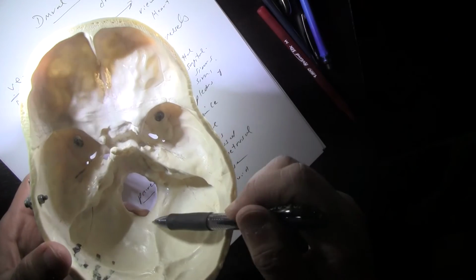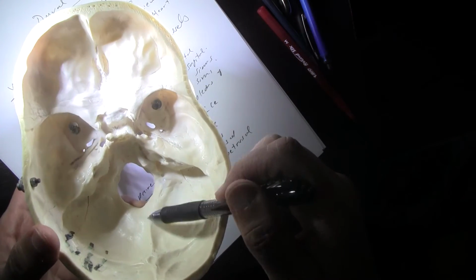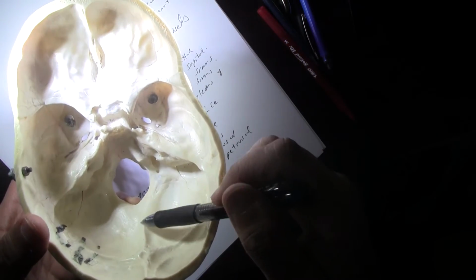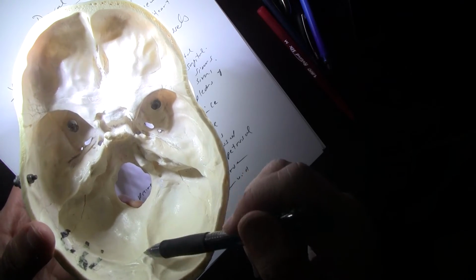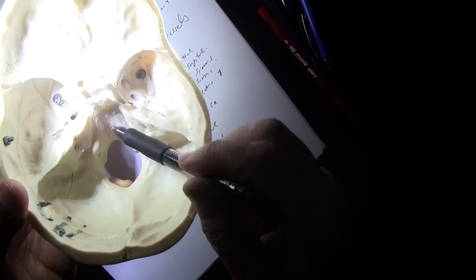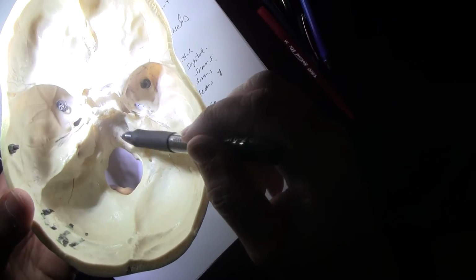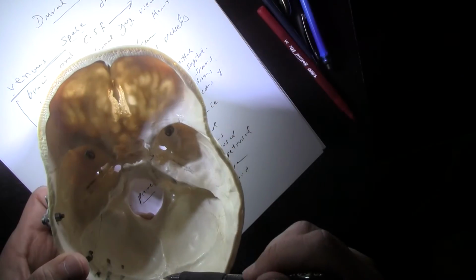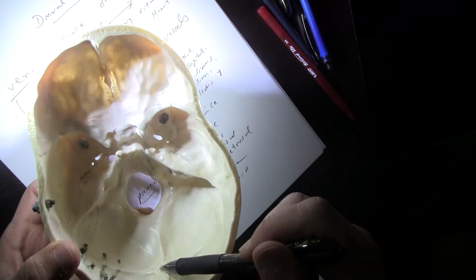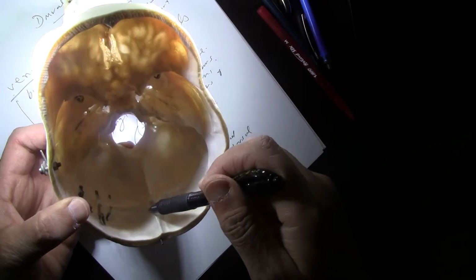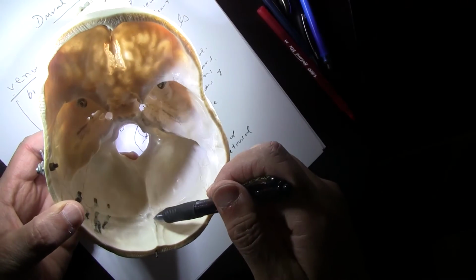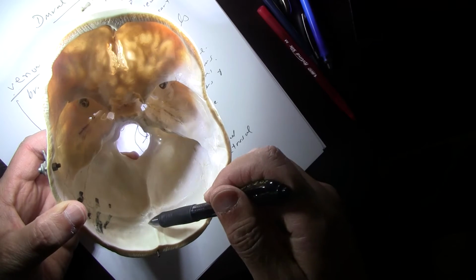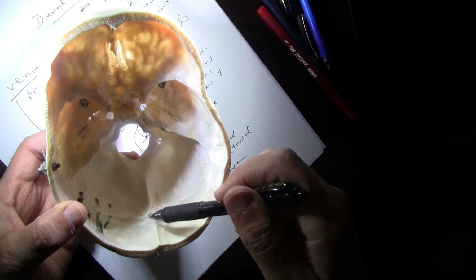Then the occipital sinus is located in relation to the falx cerebelli, not cerebri, and it is related to the internal occipital crest. This is the occipital sinus. The basilar plexus of veins is located on the clivus. This area, you see this depression here, this is where the confluence of sinuses is. It is the point of meeting of several sinuses.